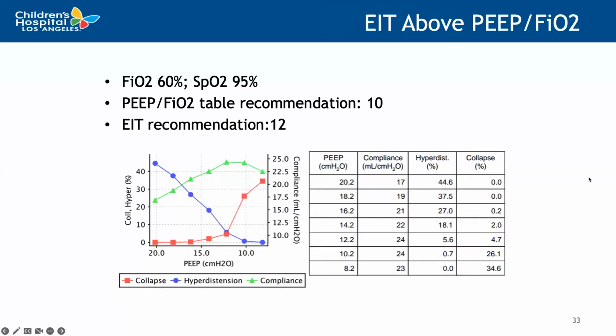Here's another example. This patient is on 60% FiO2, saturating 95%. The EIT recommended PEEP would be 12. In this patient, their PEEP FiO2 table recommendation is 10. So this patient has a PEEP slightly above the PEEP FiO2 table recommended PEEP. And as you can see, it's pretty in line with their compliance. So both the crossing point and compliance are occurring at the top of the compliance curve.